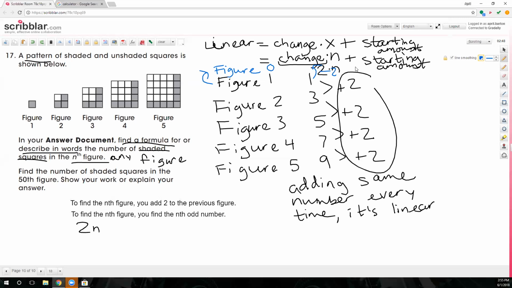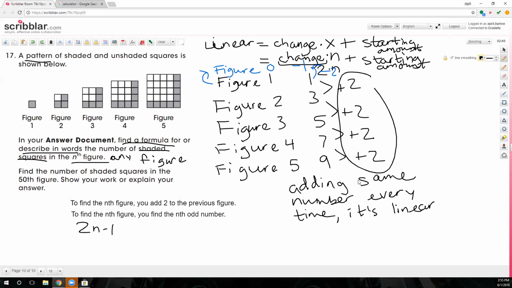So what do we get if we do 1, subtract that 2? -1. Good. So the starting amount is -1. And sometimes the starting amount doesn't make sense. You always want to do it based off the pattern and not just based off if we physically were making this, we can't have -1 blocks. But we've got to base it off of the pattern we found.